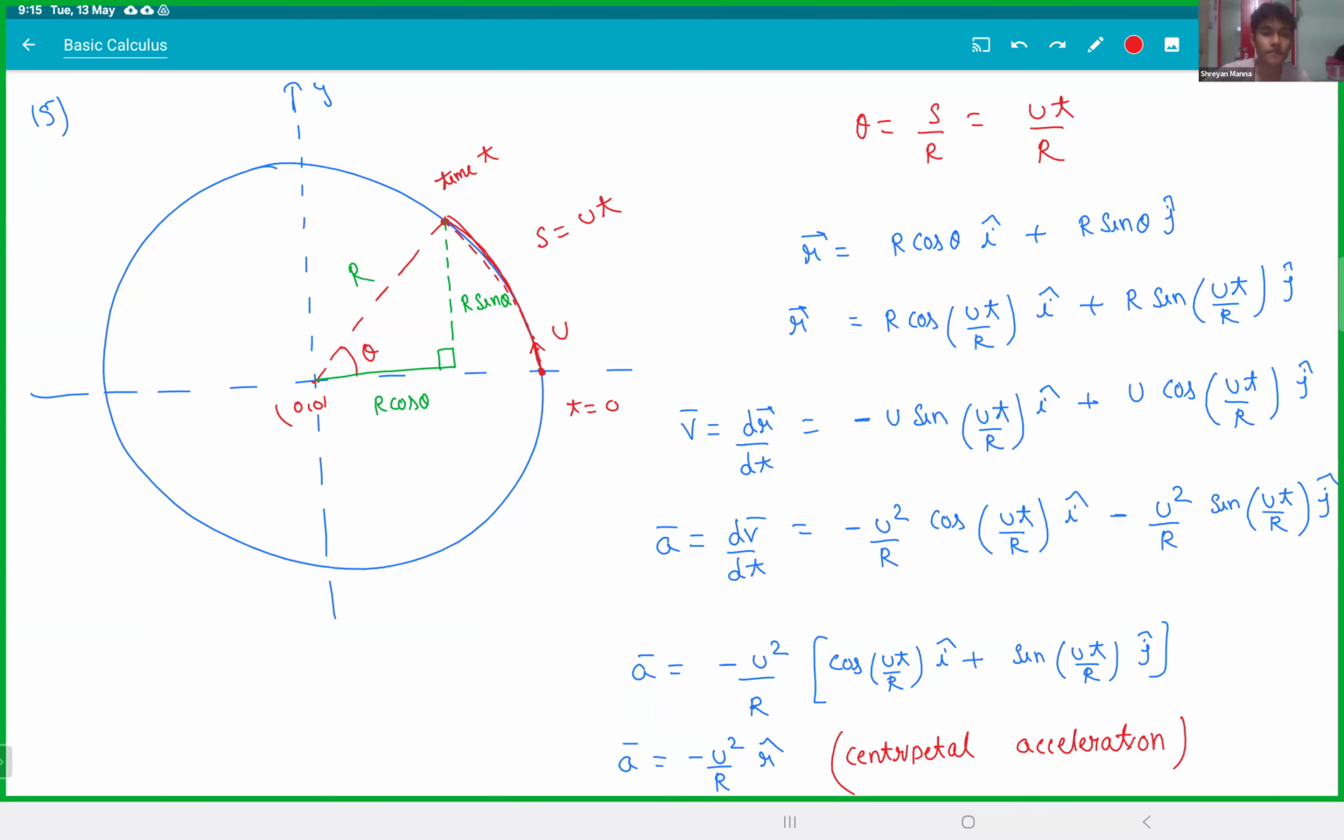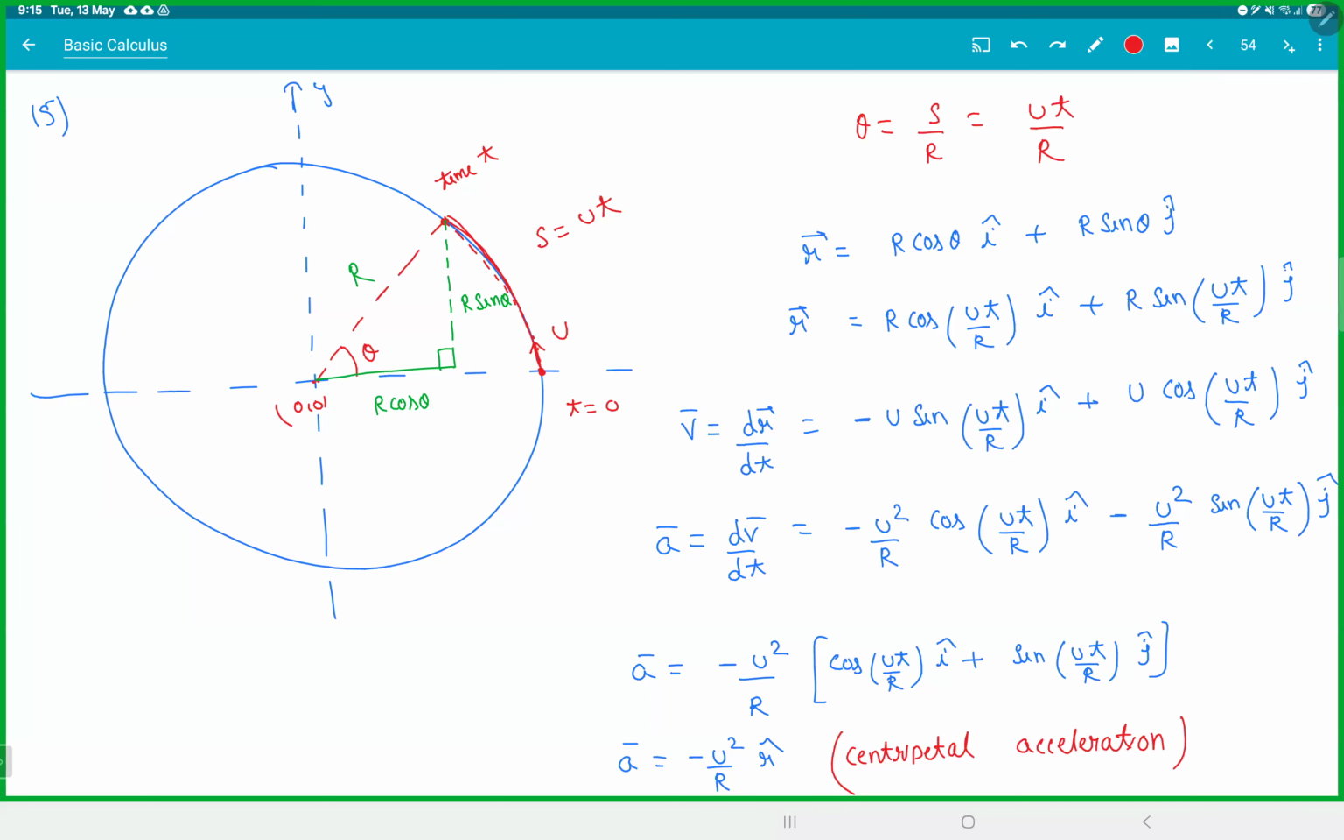Sir, I have a doubt. Go ahead. How did s is equal to ut come? Speed is constant, right? What is distance travelled? Distance is speed into time. Understood, sir. So since the particle is going with constant speed, in time t it travels ut. Thank you, sir.